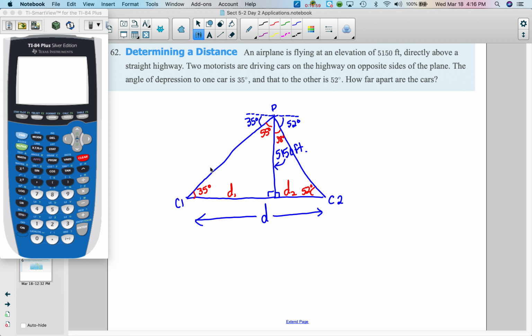So my first triangle, the one on the left, I'm going to have tangent 35 degrees, since I'm dealing with opposite and adjacent, is 5,150 over D1. I want to solve for D1, so I'm going to multiply both sides by D1, so that means the D1 will not be in the denominator, but then I'm going to divide.